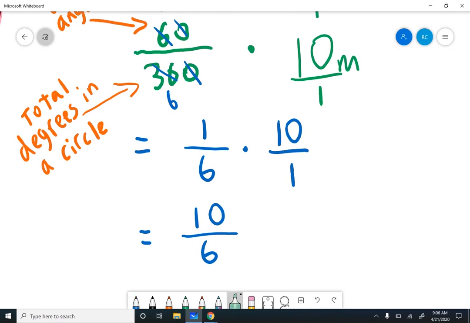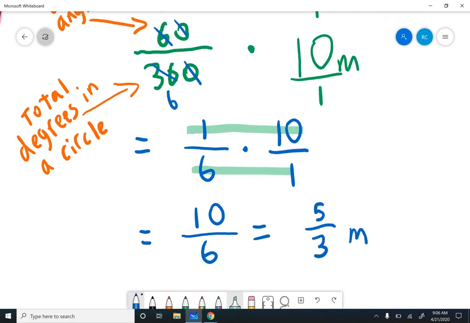Always remember, when you're multiplying fractions, you go straight across the top: 1 times 10 is 10. Straight across the bottom, 6 times 1 is 6. They're both even numbers, so I can divide them both by 2. I get 5 over 3 meters.